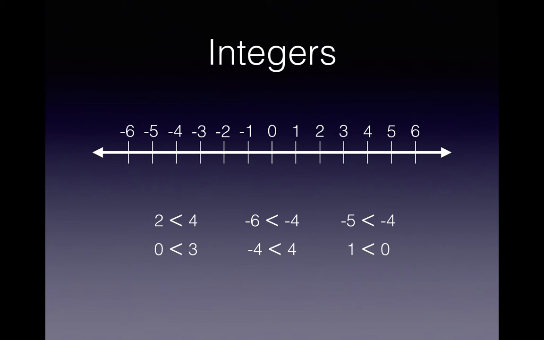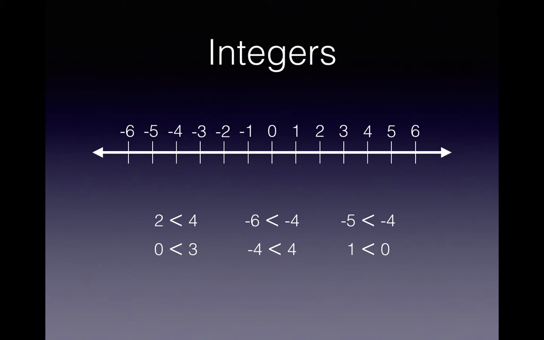The next one is -4 is less than 4. So ask yourself, is this true? And there again, there are 2 ways of looking at it. Is the number -4 less than +4? Which it is. Or you can say, is -4 to the left of +4 on the number line? And it is. -4 is way on the left, +4 is on the right, so it's true.